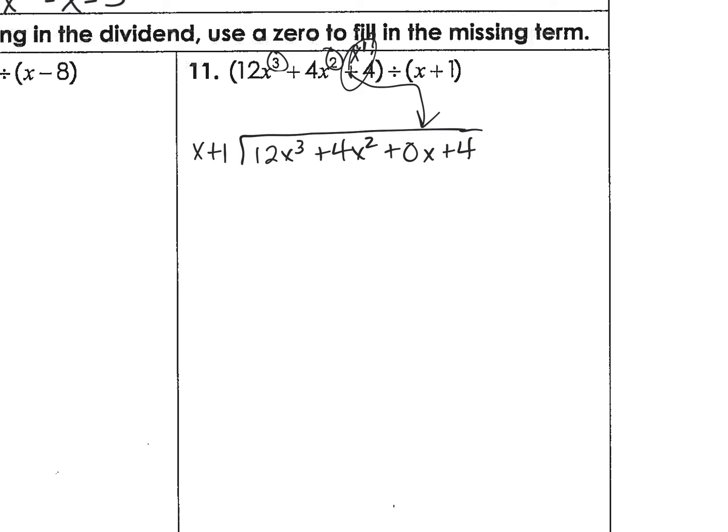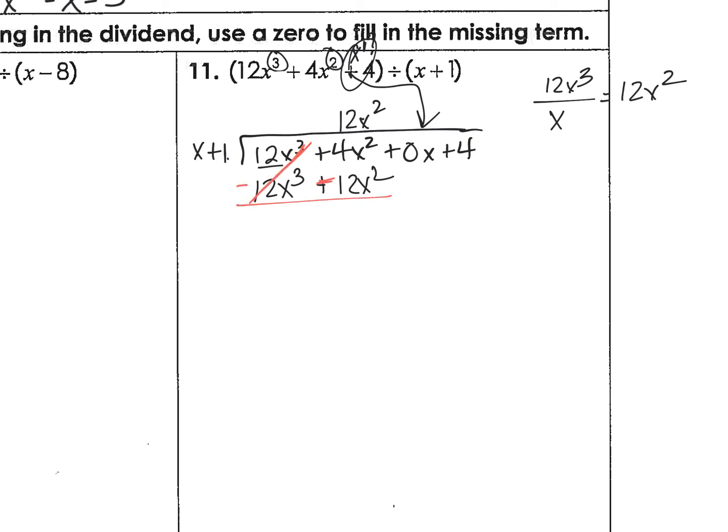So now, by this time, you should know this term, 12x cubed divided by x, is 12x squared. So that goes up here, 12x squared. Now we're going to distribute it. 12x squared times x is 12x cubed. 12x squared times 1 is 12x squared. But we want to change the signs. This goes away. This becomes negative 8x squared. And we bring down the 0x plus 0x.